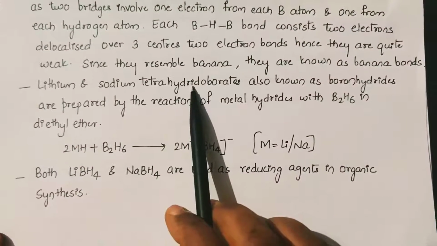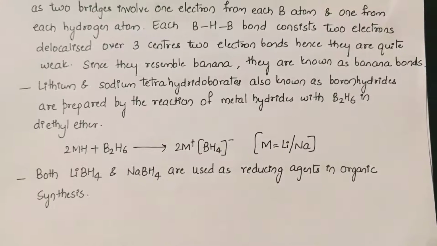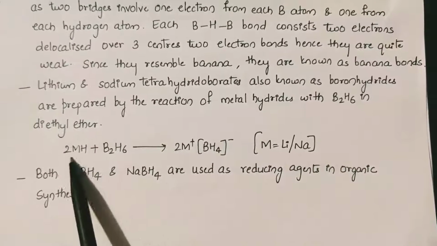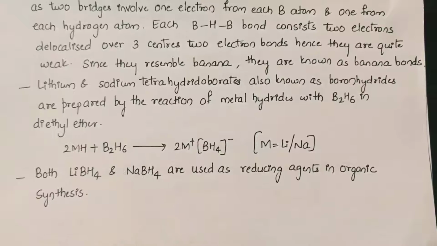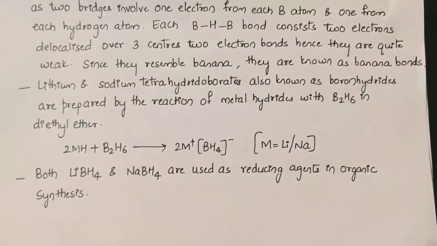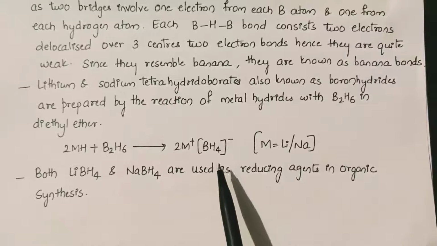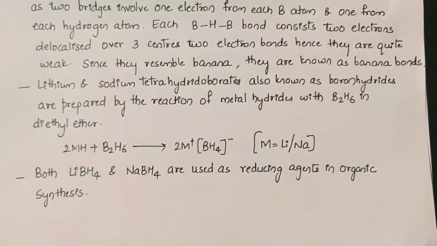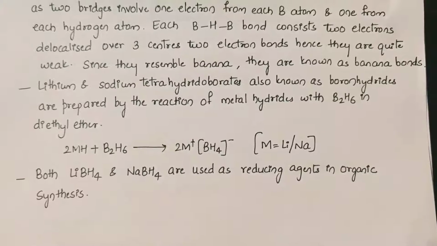Lithium and sodium tetrahydridoborates are also known as boron hydrides and are prepared by the reaction of metal hydrides with diborane in diethyl ether. So you take a metal hydride and treat it with diborane, and you get boron hydrides. Both lithium borohydride and sodium borohydride are used as reducing agents in organic synthesis.